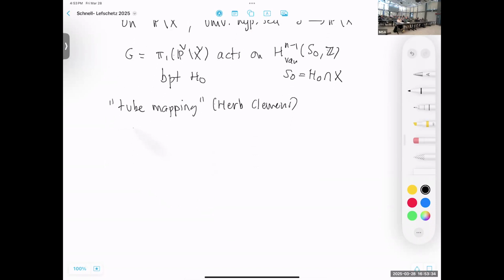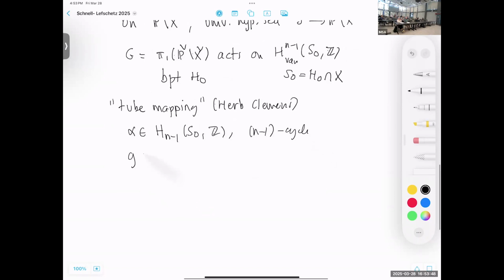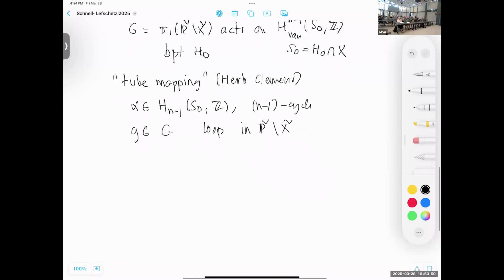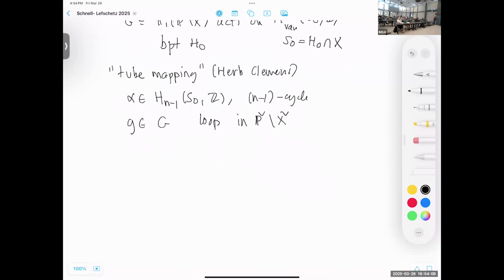So what we're going to do is we start with the homology class, and I'm just going to describe it in homology first, okay? So we start with the homology class on this reference surface. So this is an n-1 cycle. And then we're also going to take an element in the fundamental group. So this is a loop in P check minus X check. What's the subscript 0? It just means it's a reference hyperplane section, some base point. Okay, and then let me assume that this class here is invariant under the monodromy action.